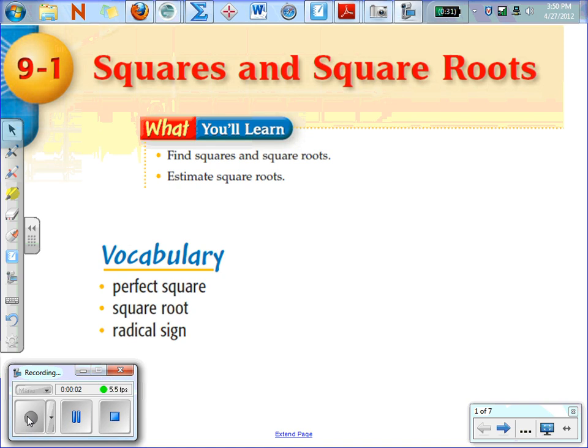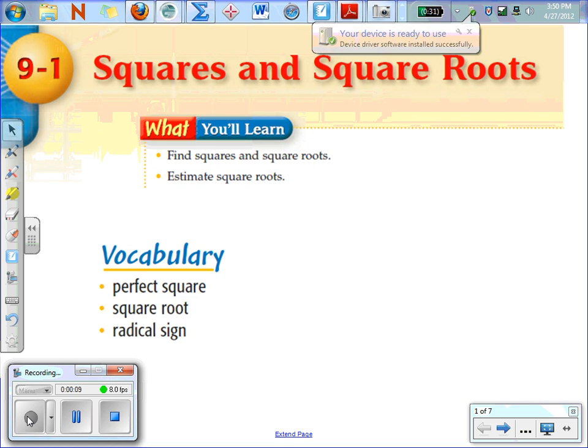Okay, guys, we are doing Chapter 9. We're going to be talking about squares and square roots and how we relate some of our algebra to some geometry.